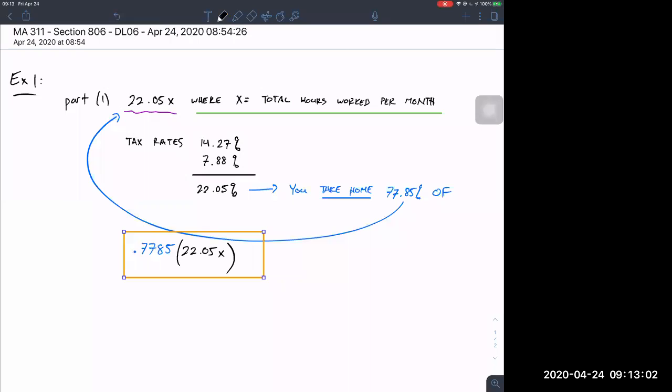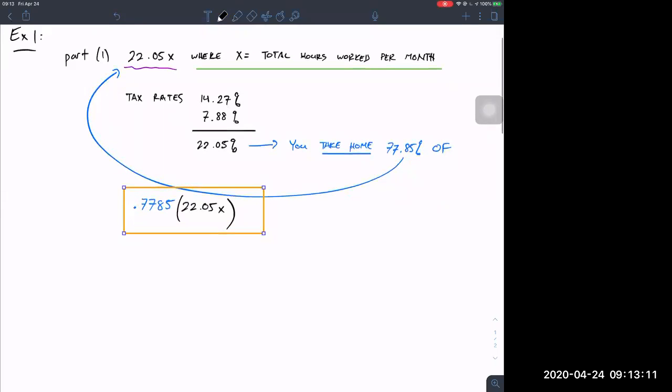Okay. Part 2, it's a lease. I worked backwards on this one to figure out what my monthly.